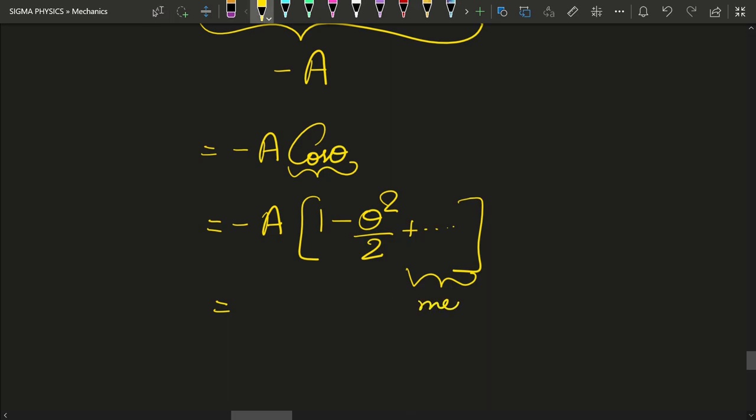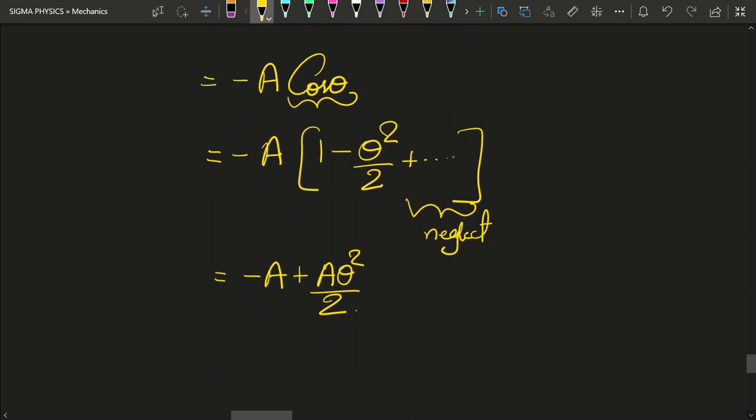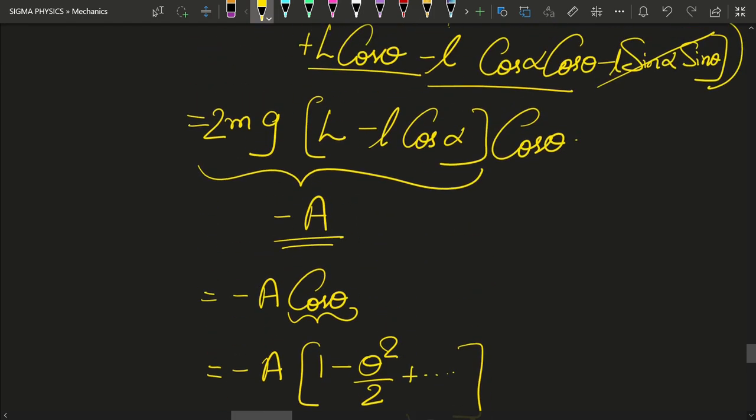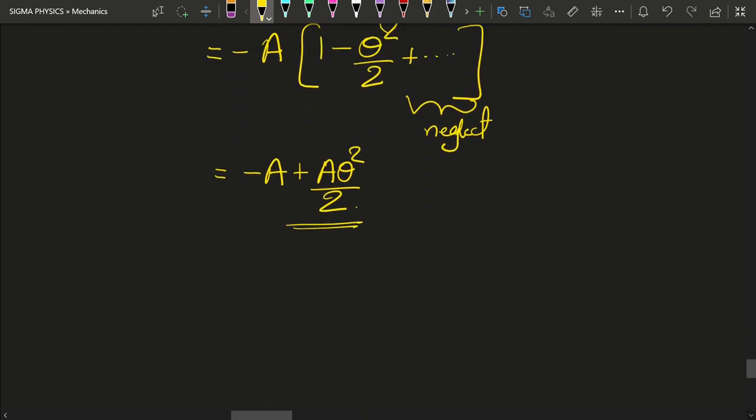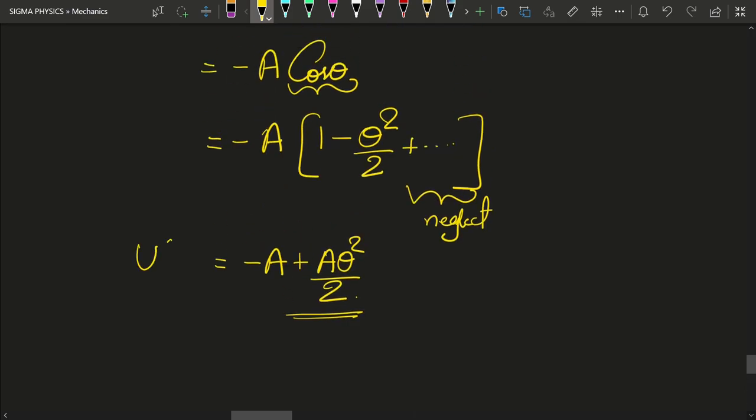So I'm going to neglect the higher order terms simply because it is a simple harmonic oscillation, and you know that we give a very small displacement to a simple harmonic oscillator. So I will be left with minus A plus A theta squared divided by 2. This is the reason I had set that term equal to minus A, so that I can get a positive term over here. Right, I wanted a positive term there, so I said, okay, let's set it equal to minus A. So this is exactly the potential energy of the teeter toy.